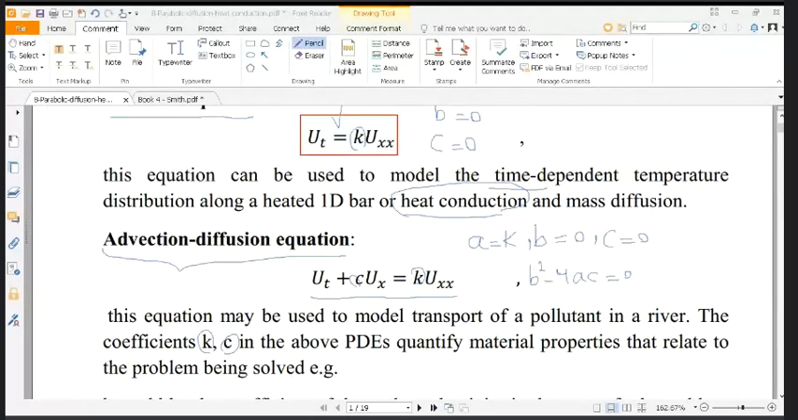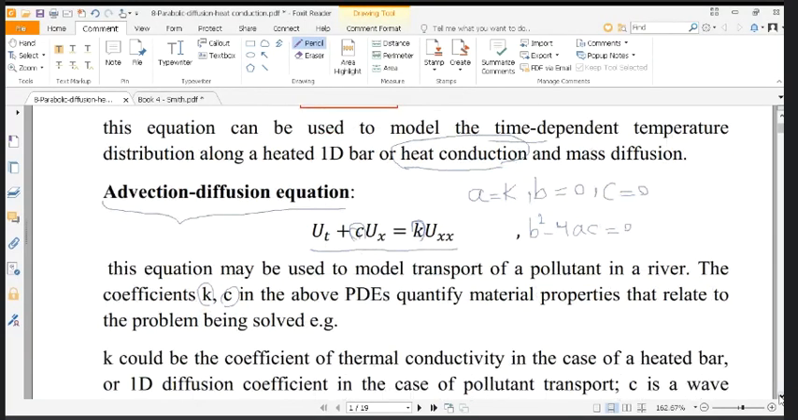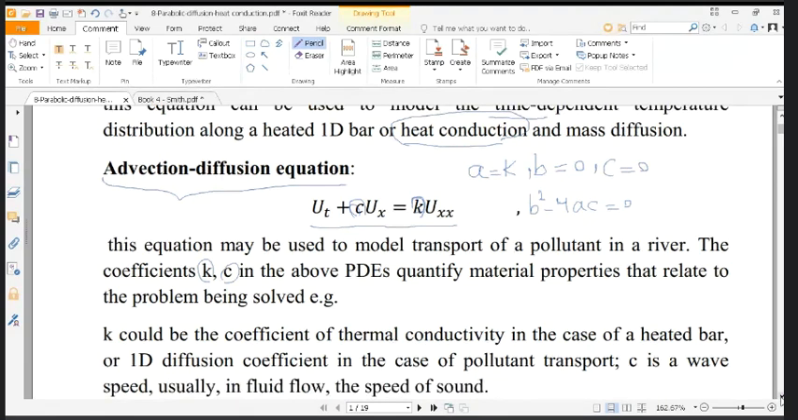In this advection diffusion equation, C and K are the model parameters, and these coefficients are determined experimentally. In the heated bar, K would be the coefficient of thermal conductivity, ضریب هدایت گرمایی. K in the heated bar is a coefficient for thermal conductivity.